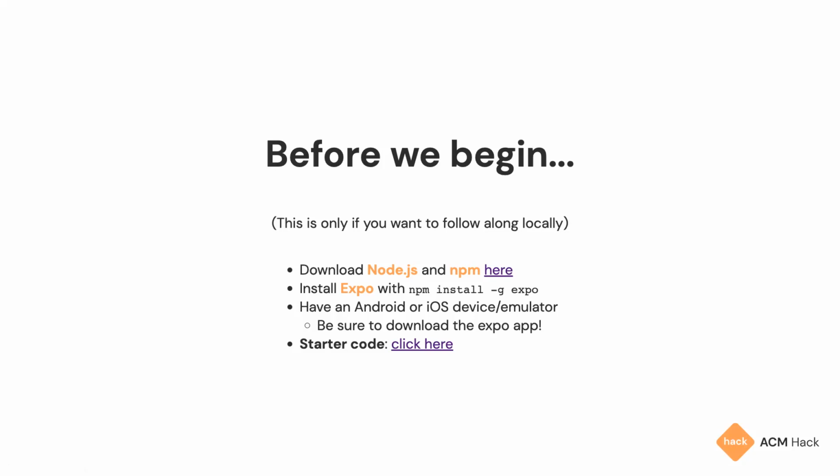Also install Expo with this command here, npm install -g expo. The -g just means you're installing it globally, for everything on your computer to use, not just the current project. And if you want, you can have an Android or iOS device or emulator handy. If you do have a physical device, be sure to download the Expo app. It's very cool how you can test things directly on your device.